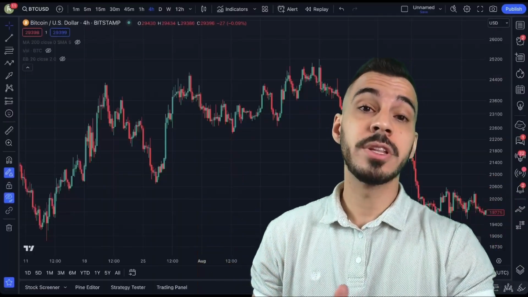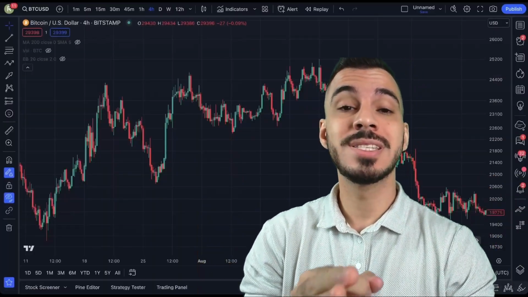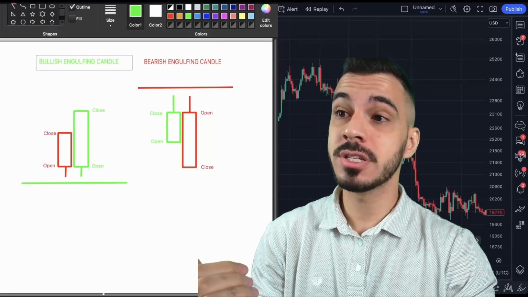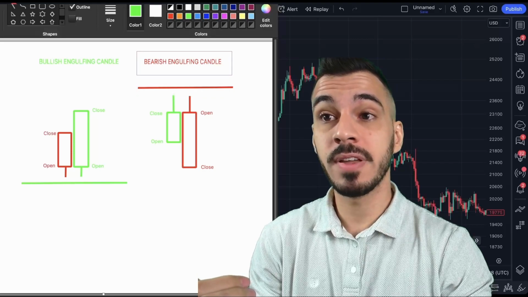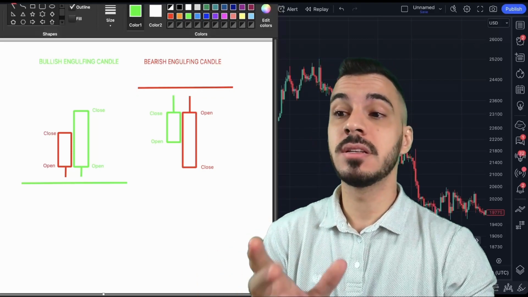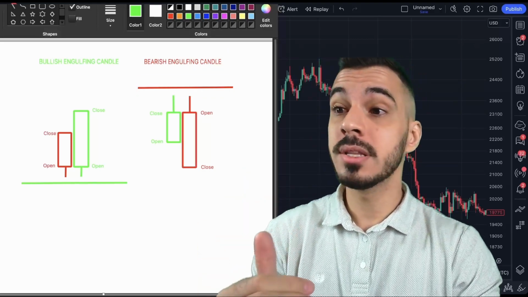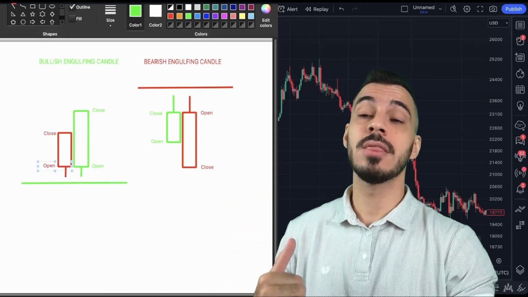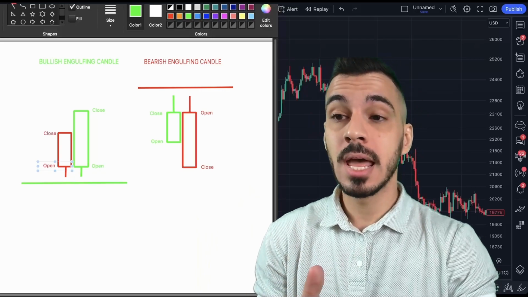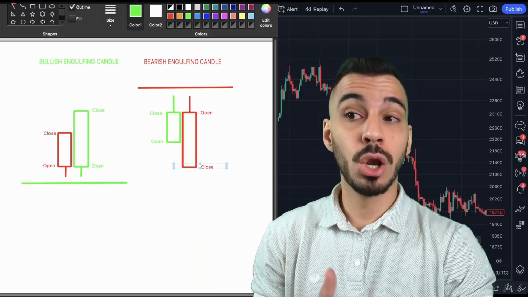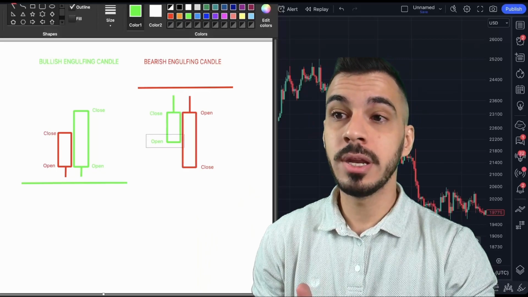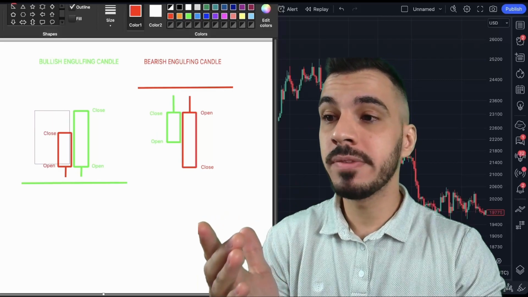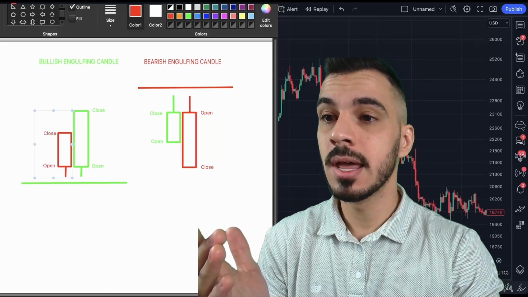So let's go for it already, and the first one that I want to show you is the engulfing candles. We have both variants. We can have a bullish engulfing candle and a bearish engulfing candle. And what is the definition? For the bullish one, the close of the candle is higher than the close and the opening of the previous candle, while for the bearish one, the close of the candle is lower than the close and the opening of the previous candle, completely overlapping and engulfing the previous candles, like this one and this one.